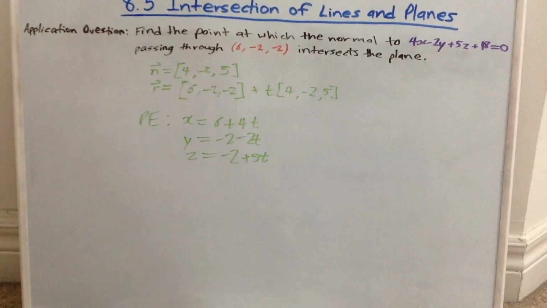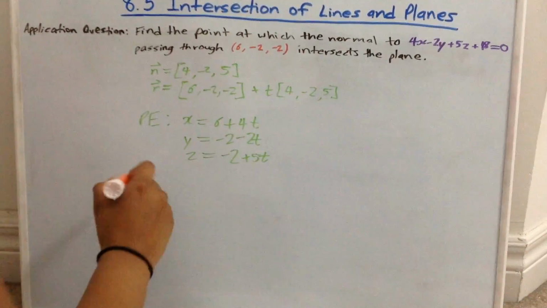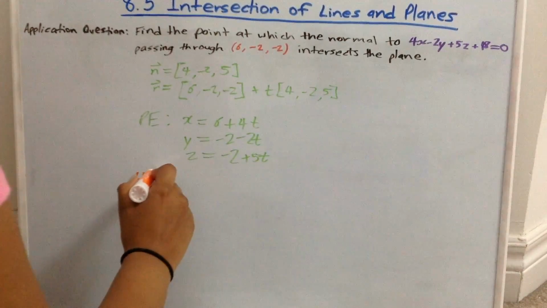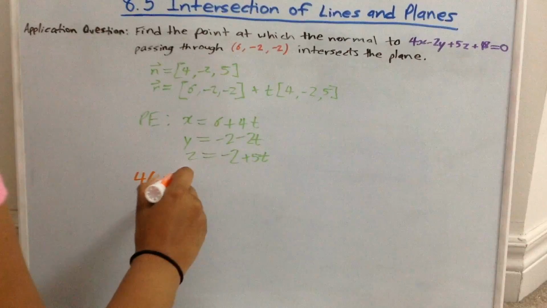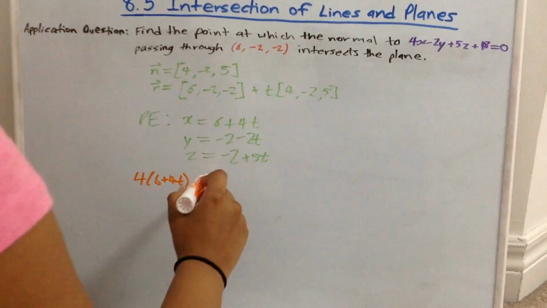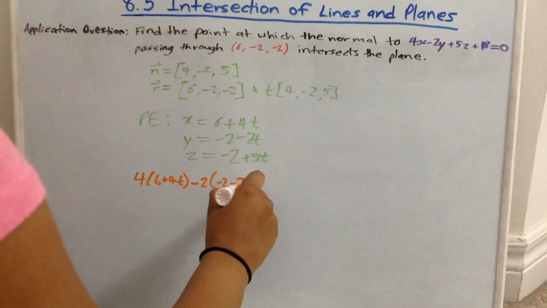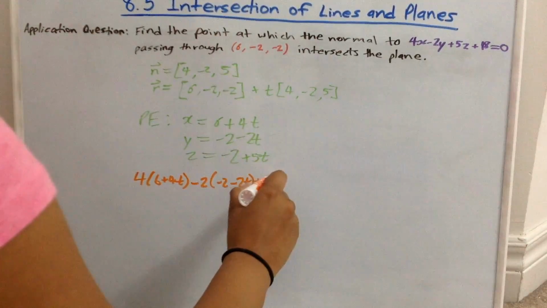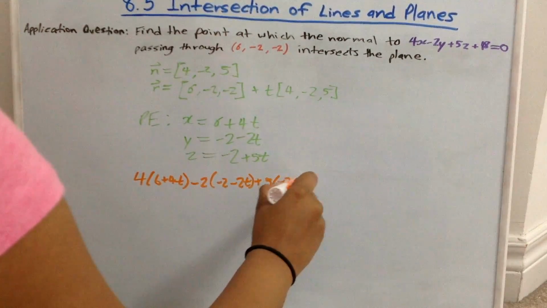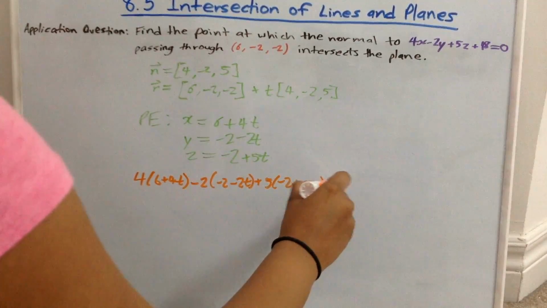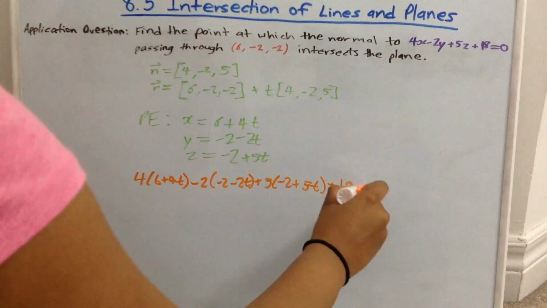Now we can substitute the x, y, and z values into the equation of the plane. So we would get 4 times 6 plus 4t, minus 2 times negative 2 minus 2t, plus 5 times negative 2 plus 5t, plus 18 equals 0.